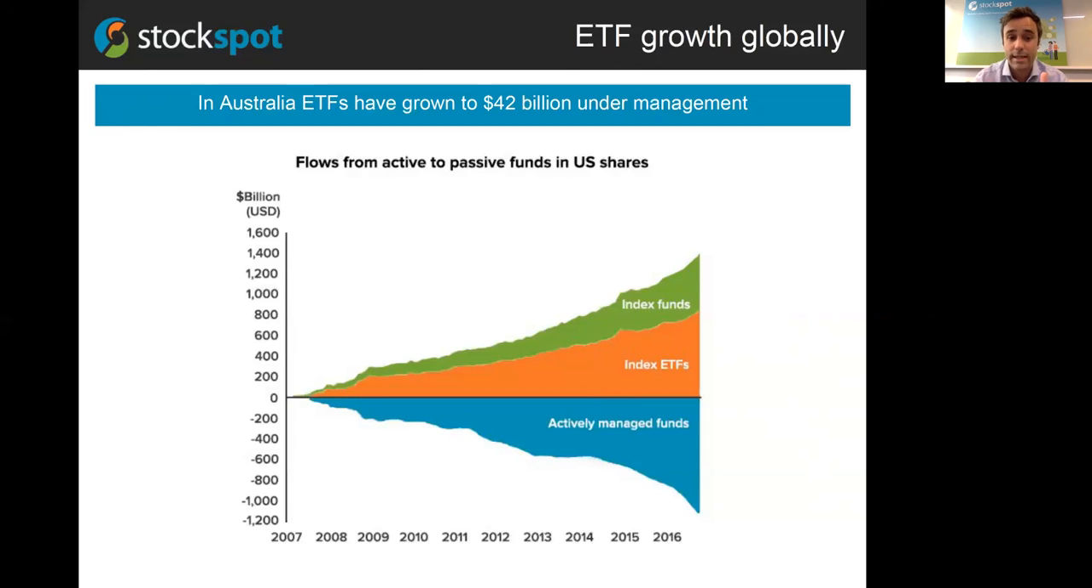And this realization has seen a huge amount of money move out of actively managed into indexed or passively managed ETFs over the last 10 or so years. This chart really shows the extent of that change. There's actually been trillions of dollars moving out of active into indexed. And this is something I truly believe will continue for many decades still, and has only just begun.